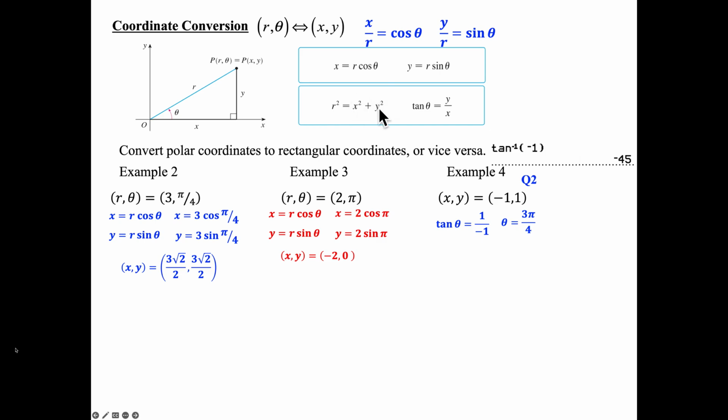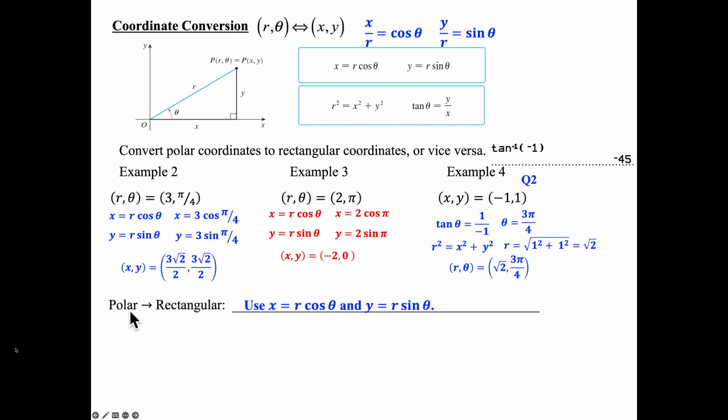x squared plus y squared. Okay, 1 squared plus 1 squared. Doesn't matter if the 1's positive or negative, it's going to be a 1. 1 plus 1 is 2, so my radius is square root of 2, and my theta is 3 pi over 4. There's my polar coordinates.